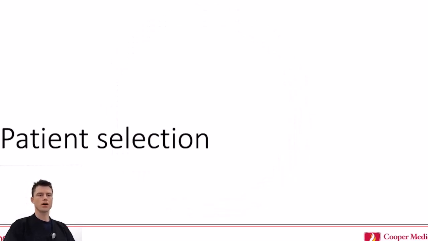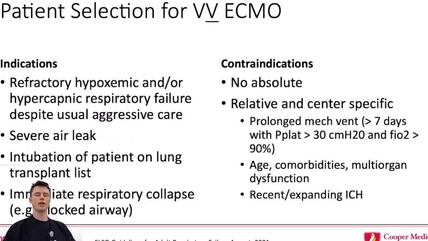So patient selection. How do we pick our patients that go on VV or VA? The main indications for VV ECMO, as you might think about, are really refractory hypoxemia or hypercapnic respiratory failure. So elevated CO2, low pH, low oxygenation.